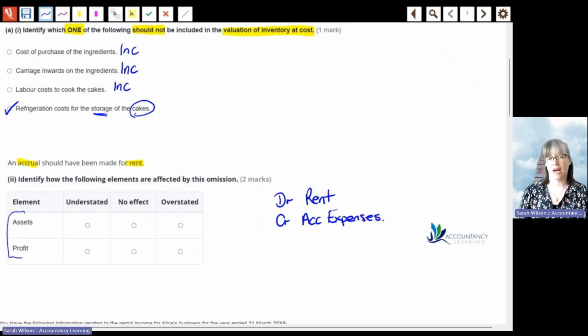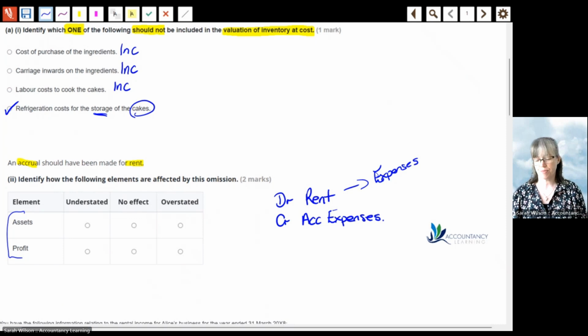And now having those out, this is important because now we can identify what type of account they are, and then we can have a look at how those types of accounts affect the elements we're given in the question. So for our rent, the debit that would have gone through, that's one of our expense accounts. And our accrued expenses is a liability account.